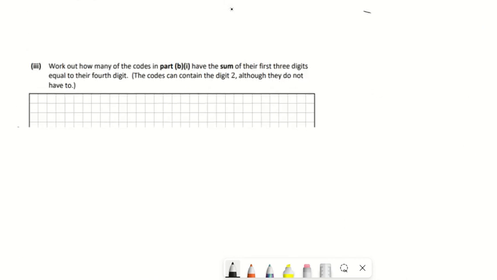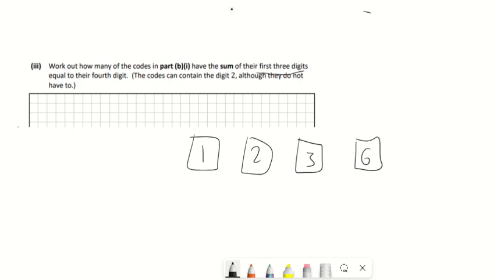Right, so this one again, this last part, it's the hardest part. So the first 3 digits need to add to give the 4th digit. So if I was just to take the numbers 1, 2 and 3, if they were the first digits, they would all add to give me 6. So therefore that's one possibility that could happen. But there's different ways of rearranging these 1, 2 and 3 then.